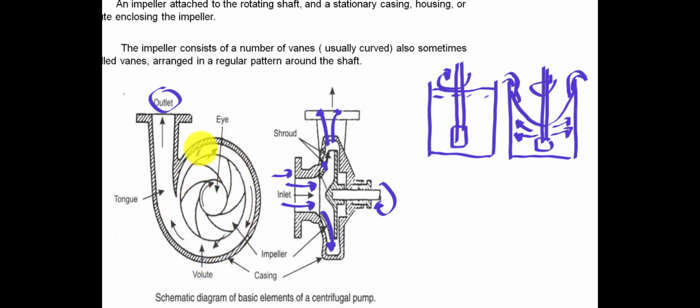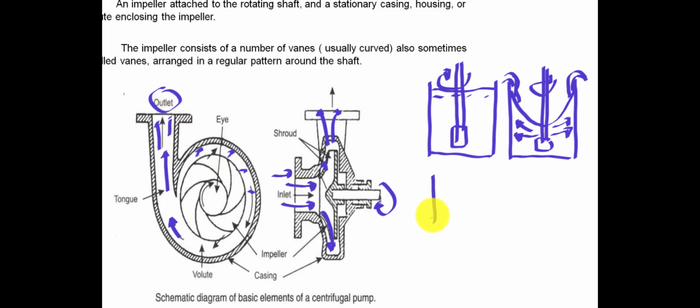So you will have a pressure build-up here, pressure build-up here, pressure build-up there, all around. Then if this is open, the fluid has a place to go, so it will go out here. So it is already at a high pressure compared to the inlet. Usually the inlet has a low pressure, then the pressure increases there.